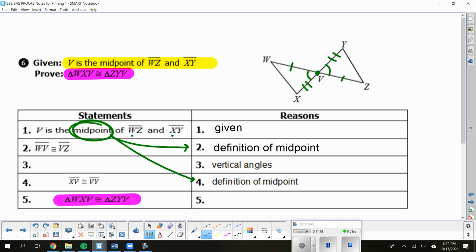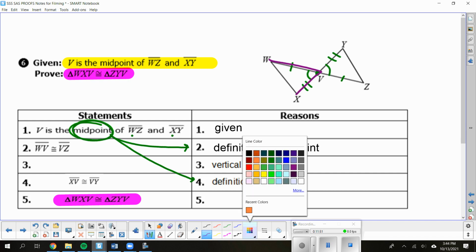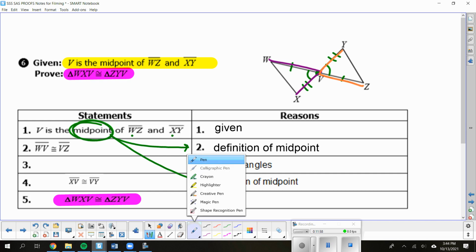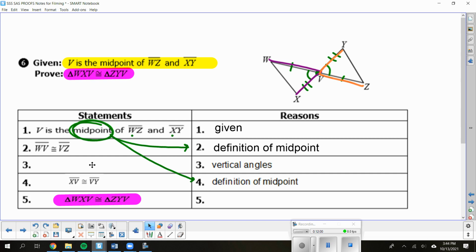So now we just need to name those angles properly. So I can name one WVX, and I can name the other one ZVY. Notice the middle letter is the same on both of those. So angle WVX and angle ZVY. That middle is the vertex, so it needs to be the one that they are sharing together.